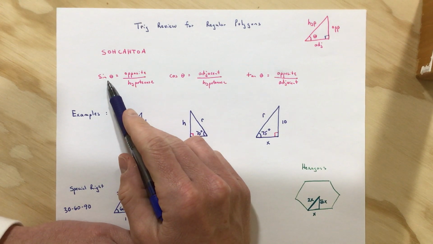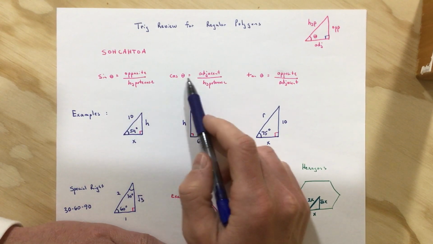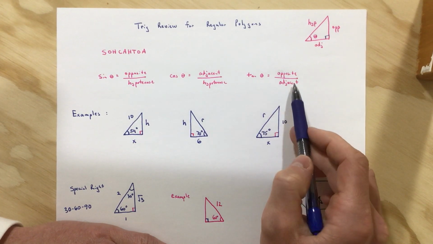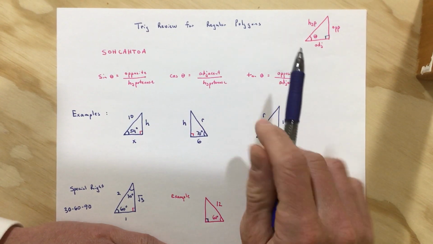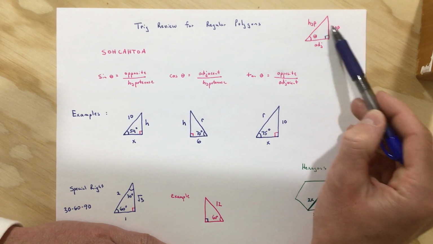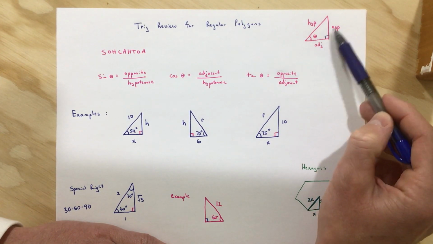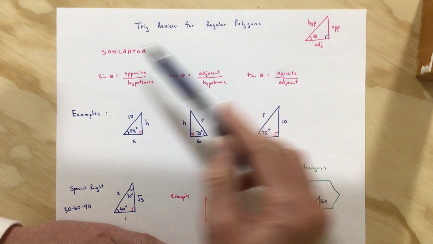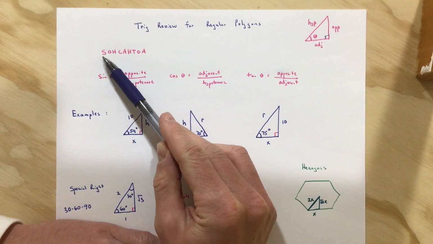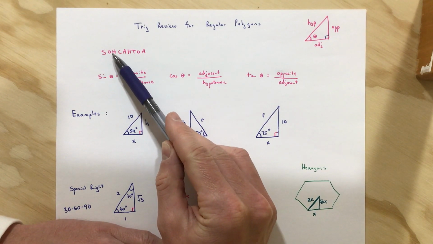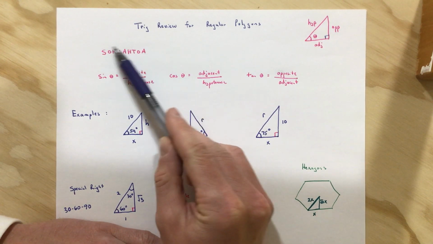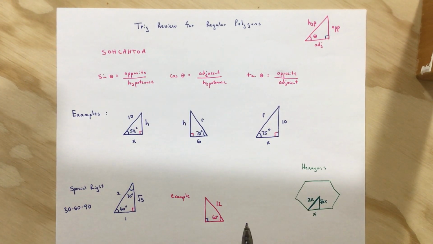So sine relates the opposite to the hypotenuse. Cosine of an angle relates the adjacent to the hypotenuse, and tangent relates the opposite to the adjacent, right? There are three different trig functions for the three different combinations: opposite and hypotenuse, adjacent and hypotenuse, opposite and adjacent. And again, SOHCAHTOA is a mnemonic word that represents sine is opposite over hypotenuse, cosine is adjacent over hypotenuse, and tangent is opposite over adjacent. It's one of the few that I think is helpful.